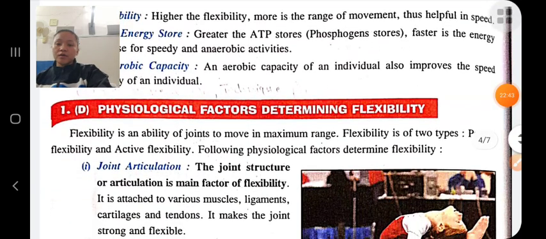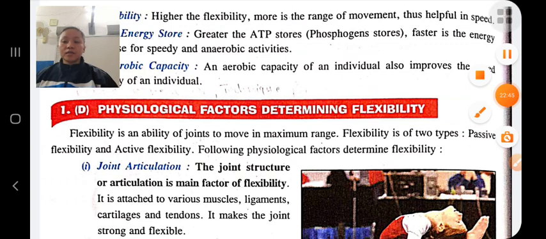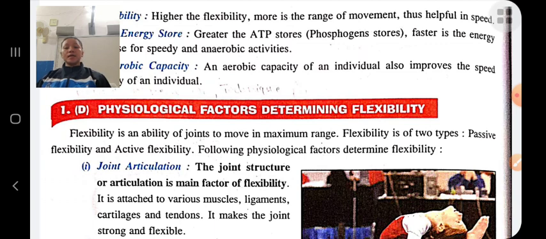Next are the physiological factors determining flexibility. Flexibility is the ability to stretch your joint as much as possible, the ability of a joint to move in its maximum range. How much you can stretch your joint.